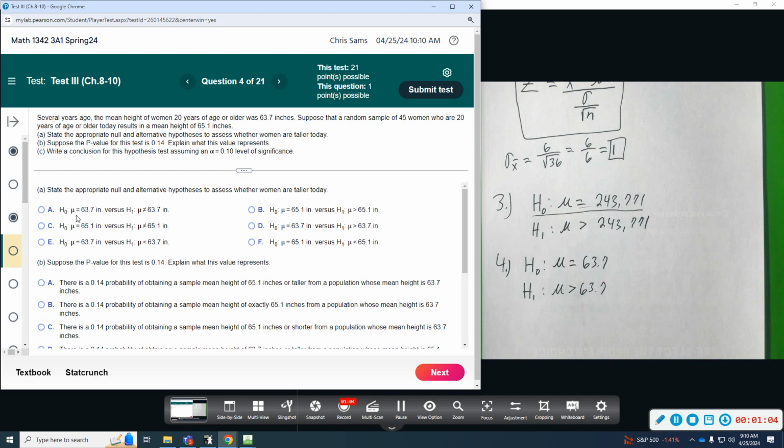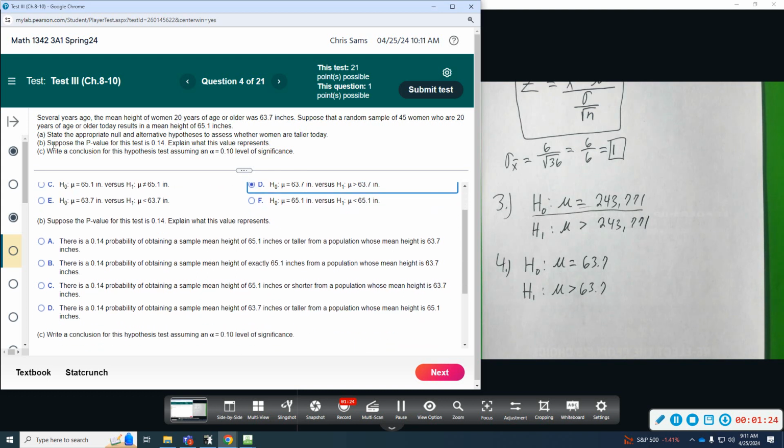We want to know mean equal versus greater than, mean equal. So not 65.1, we're comparing it to the mean, so don't be tricked. Okay, 63, there we go. So D is going to be the one.